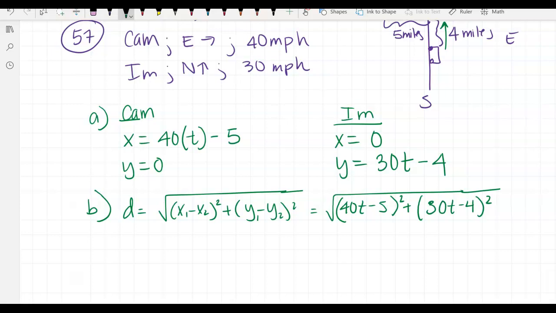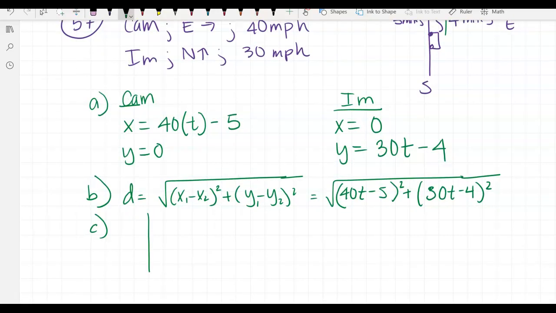What's your next part? Graph the function. Let's enter that in. When we enter this in, your t is the x variable. Make sure you're no longer in parametric. You are now graphing normally, like unit 1. Enter in the square root of the quantity 40x minus 5 squared, plus the quantity 30x minus 4 squared. If these cars are 4 and 5 miles from the intersection, and their speeds are 30 and 40 miles per hour, would you agree it's going to take them less than an hour to meet up?